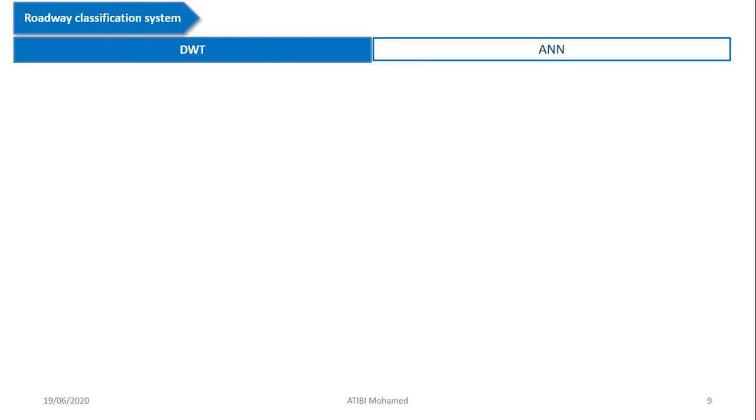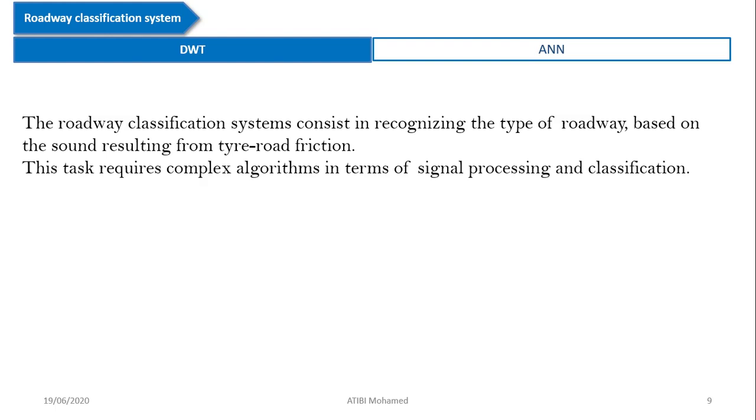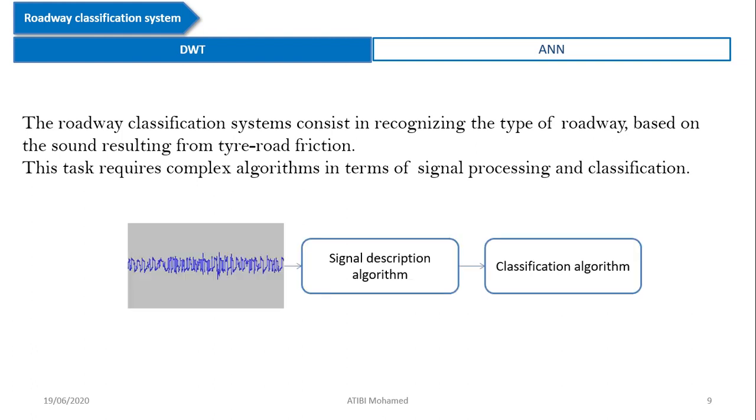Now, we move to the design of the roadway classification system. To do this, our roadway classification system will follow this architecture. It starts with an input signal. This signal goes through a segmentation phase, which consists in dividing the signal into pieces of the same duration, then through a description phase, and finally through a classification phase. After seeing the different phases of our proposed system, I will detail the objective and algorithm used in each phase.